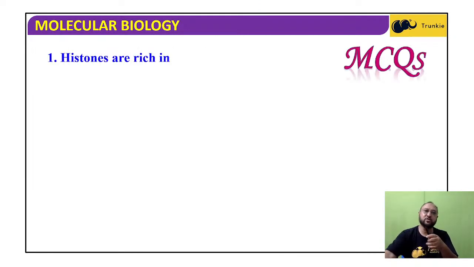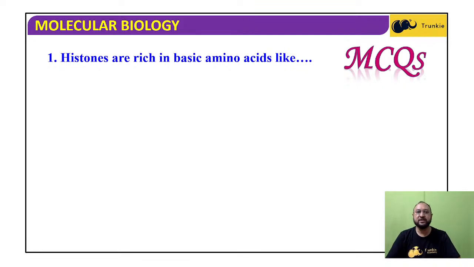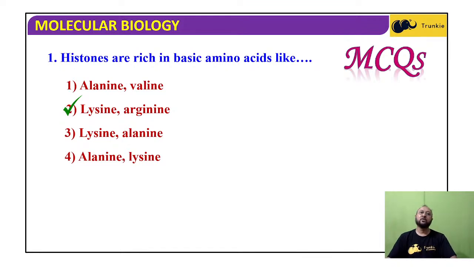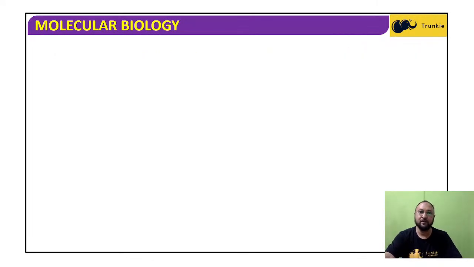Now we will go through some questions. Histones are rich in basic amino acids like lysine and arginine. It is lysine and arginine. Basic amino acids are present, so there is a negative charge and a positive charge, and due to that interaction the winding around the histone octamer is possible.